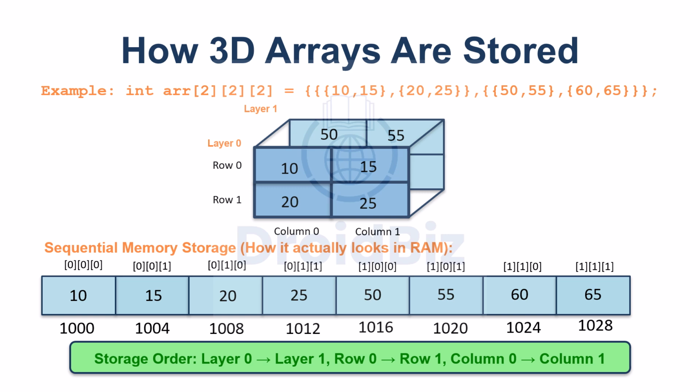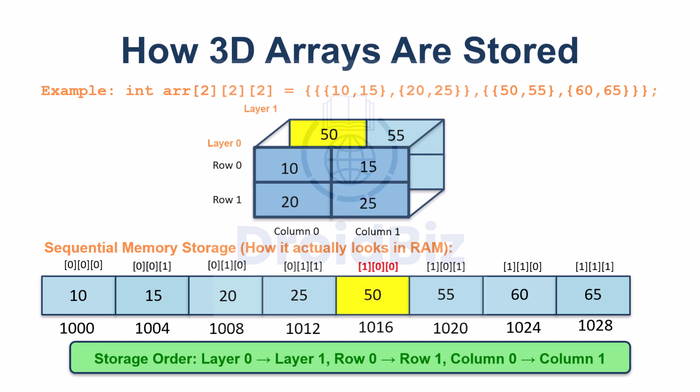Int ARR[2][2][2]: 2 layers, 2 rows, and 2 columns. Let's see how it's stored in memory. Starting with layer 0, ARR[0][0][0] having value 10 is stored at memory address 1000. Next, ARR[0][0][1] having value 15 is at address 1004. Moving to the next row, ARR[0][1][0] having value 20 is at 1008. Then ARR[0][1][1] equals 25 is at 1012.